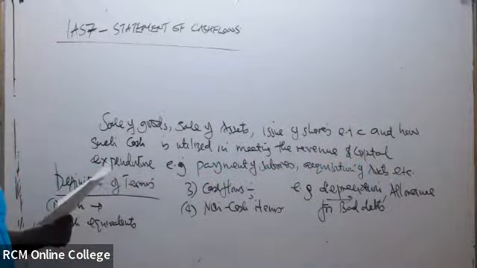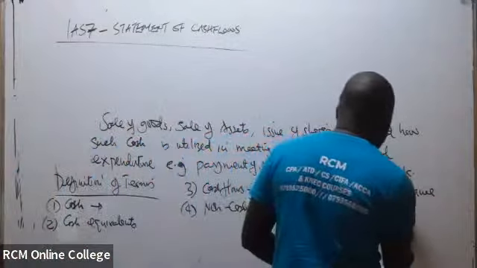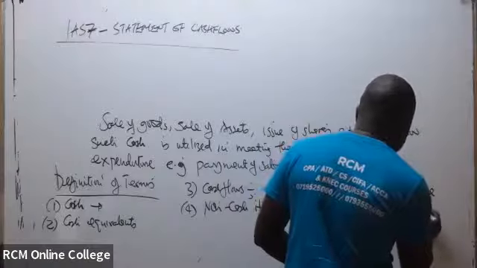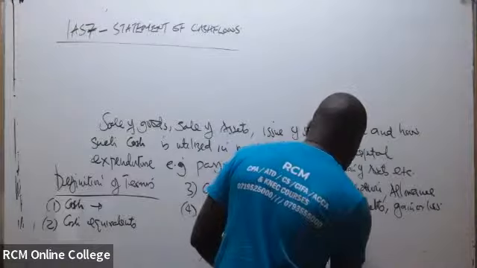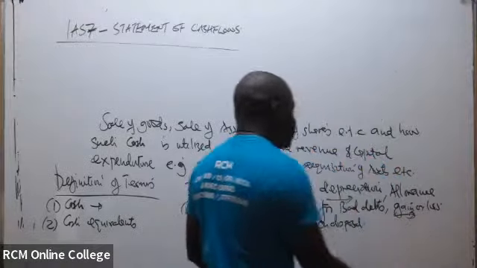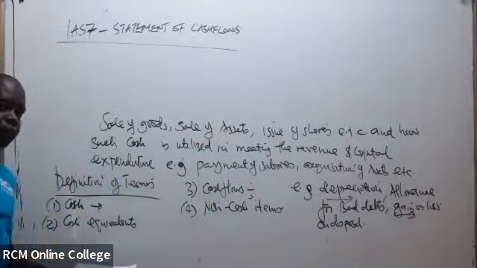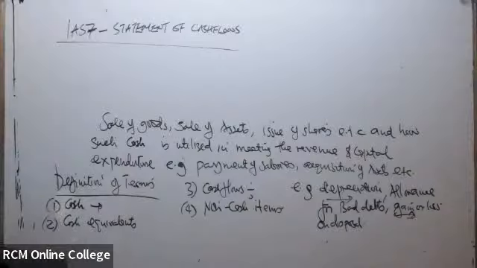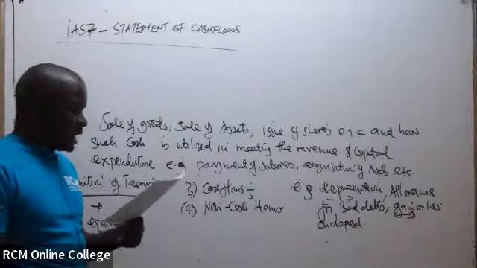Gain or loss on disposal. For example, this gain, you end up having to recognize it as an income. And the loss, you end up having to recognize it as what? As an expense. So that's what will end up having to happen with those ones. We call them non-cash items.